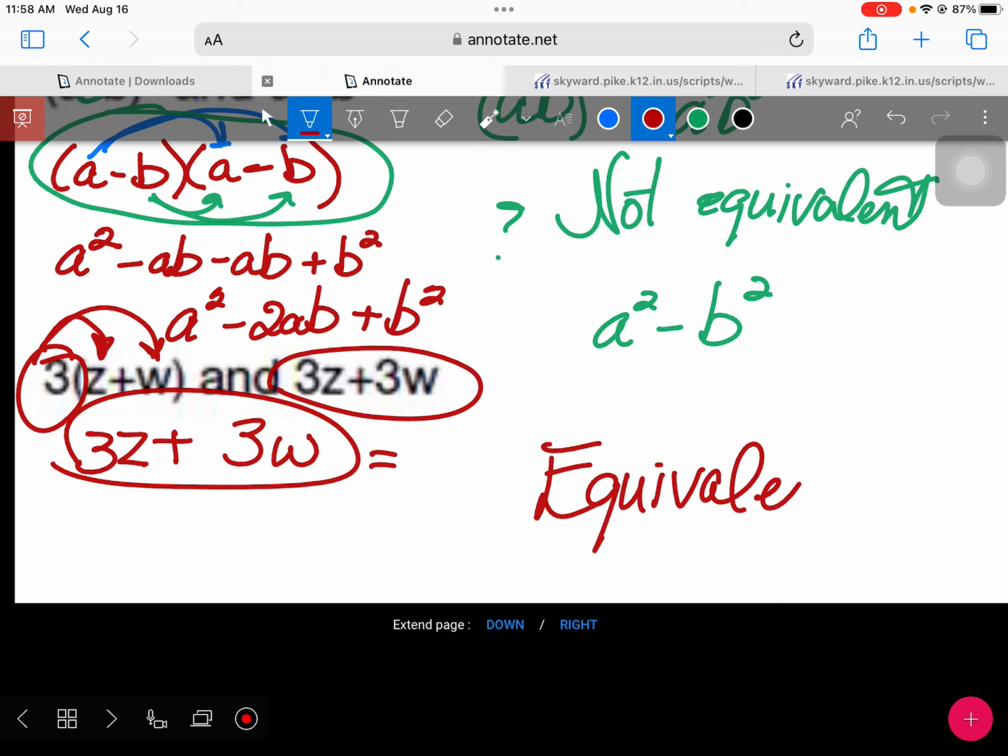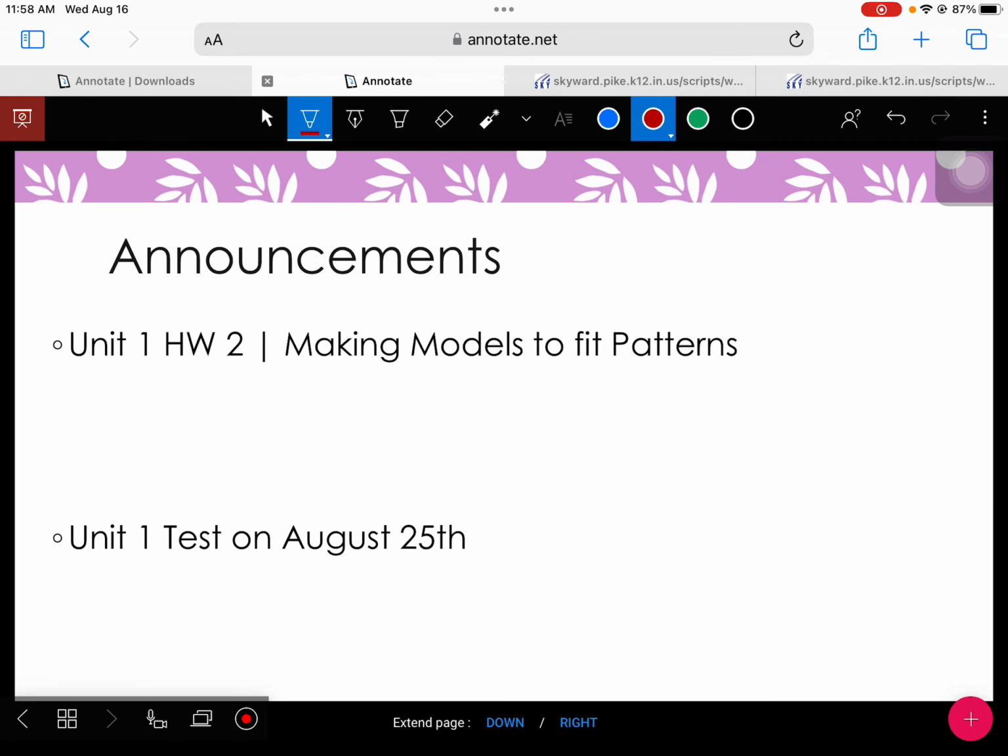All right. So that ends our lesson for today. However, we do have homework. Your homework is on Canvas. It is homework number 2, making models to fit patterns. It is actually the second half of page 18. So if you want to finish those problems below and work it out below, you do have to submit and just put your answers in on Canvas. Okay? Does everybody understand what I'm saying? Yes.